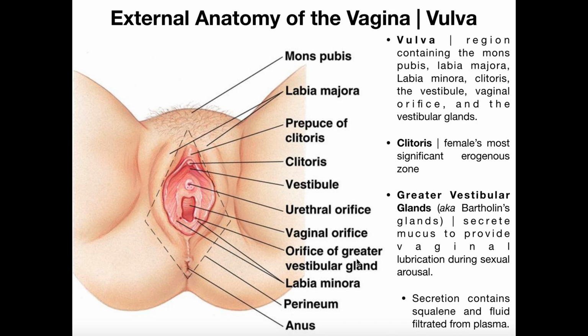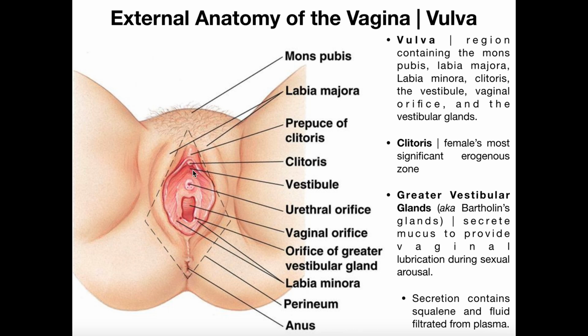Now the only other thing I was going to mention in this video, if we look at the greater vestibular glands, or at least we can see their orifices right here, I mentioned that they actually secrete a mucus to provide vaginal lubrication during sexual arousal. And that's true, they do have that function. However, this is actually a minor contribution to the lubrication that is known to occur during sexual arousal. Okay? Actually, the majority of that secretion actually is plasma from the blood.